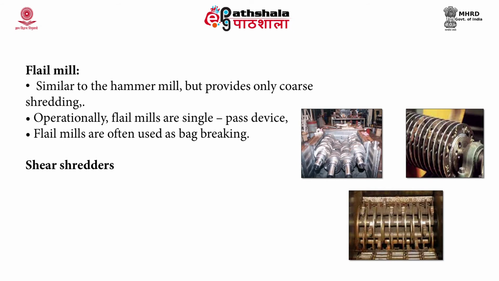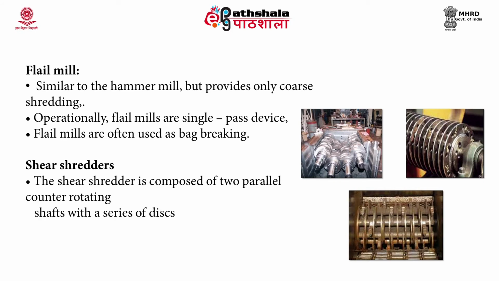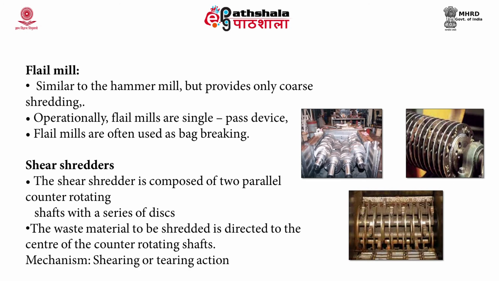The next type of shredder is a shear shredder. This shear shredder is composed of two parallel counter rotating shafts with a series of discs. The waste material to be shredded is directed to the center of the counter rotating shafts. The mechanism used is shearing or tearing.